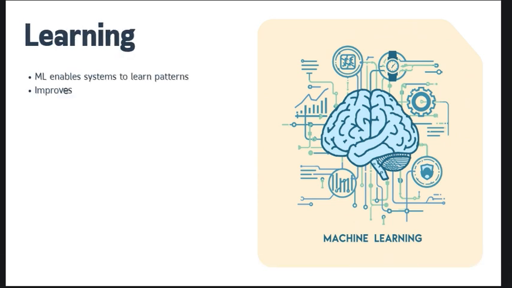Learning. So, machine learning is a field of artificial intelligence that enables systems to learn from the data instead of being manually programmed with the rules. A machine learning model discovers patterns automatically. As the model sees more data, its performance improves, meaning it becomes more accurate and reliable.